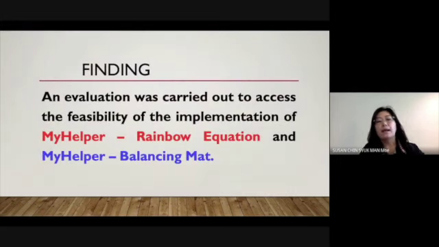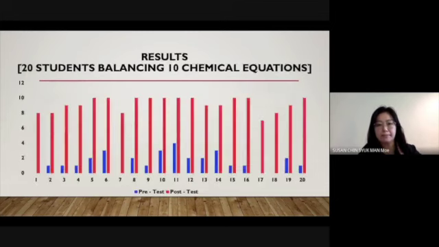The findings and evaluation will be carried out to assess the feasibility of implementing the MyHelper rainbow equation and MyHelper balancing map. Out of the 20 students chosen from my class, some of them have totally no idea. They do not want to memorize how to balance the equation. They have no idea how to do balancing equations.